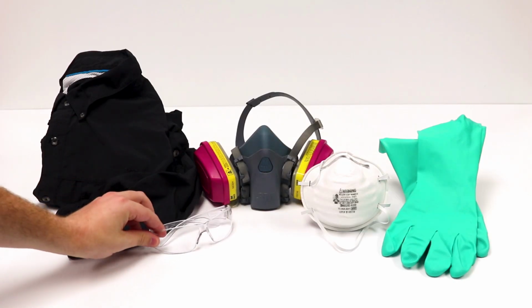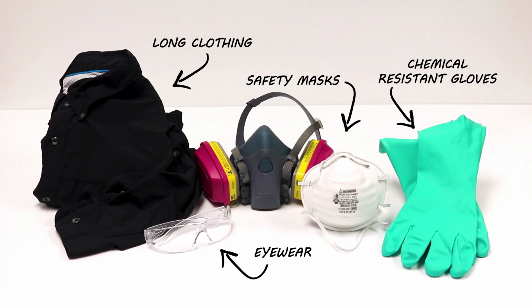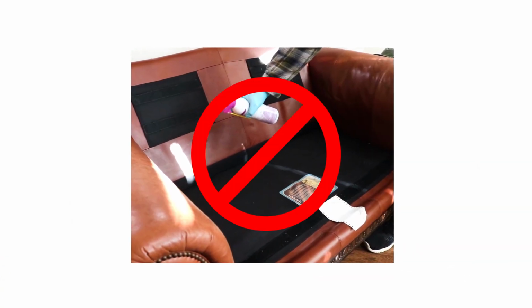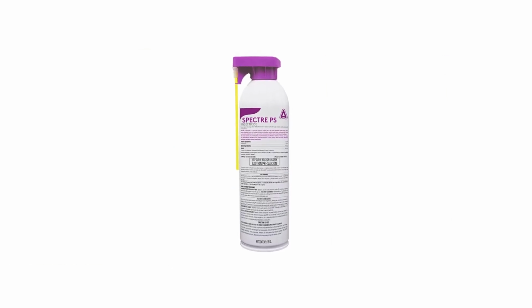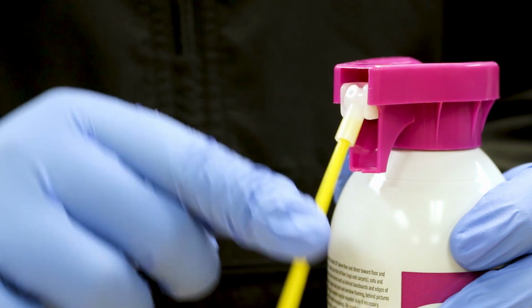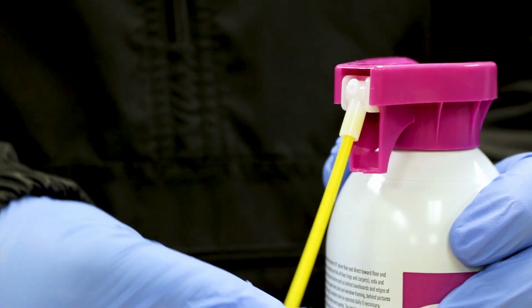Before using Spectre PS, we recommend you wear your proper personal protective equipment or PPE, and remember to keep children and pets away from treated areas until dry. Spectre PS comes ready to use as a pressurized aerosol and requires no additional parts or mixing. Simply adjust the can's actuator to accommodate either a surface or crack and crevice treatment, and shake the can well.